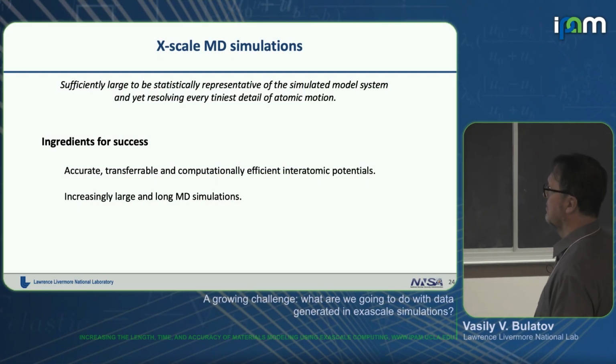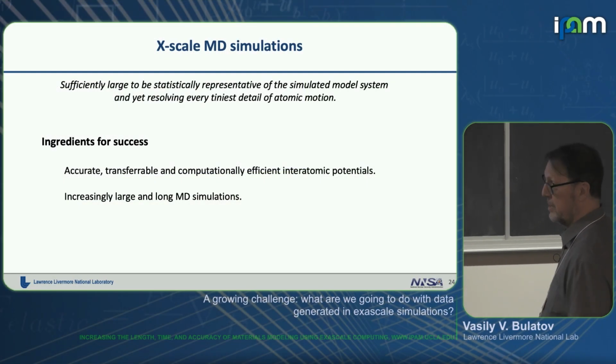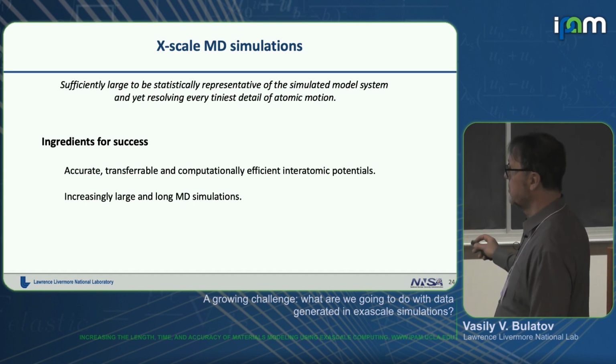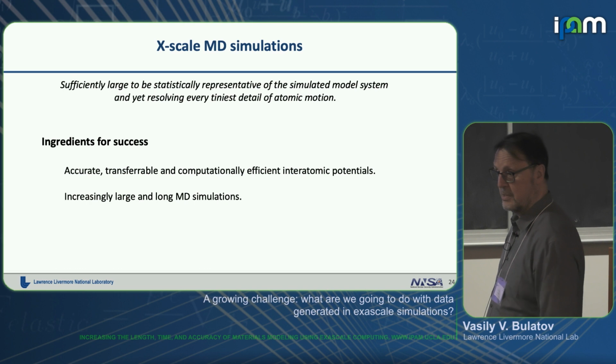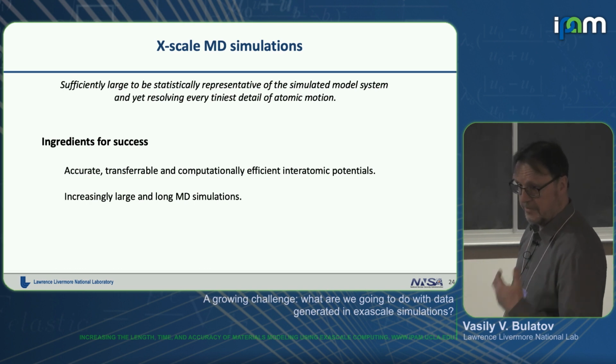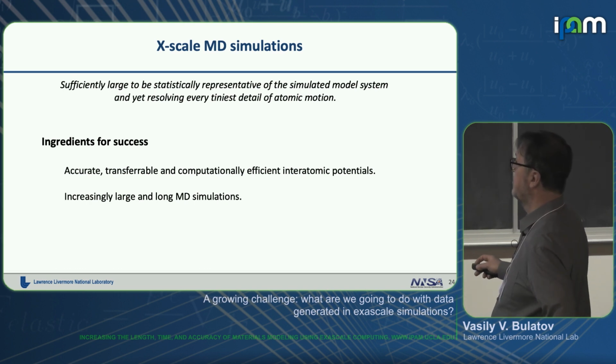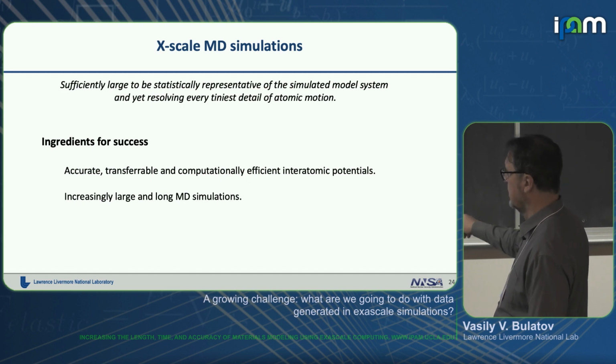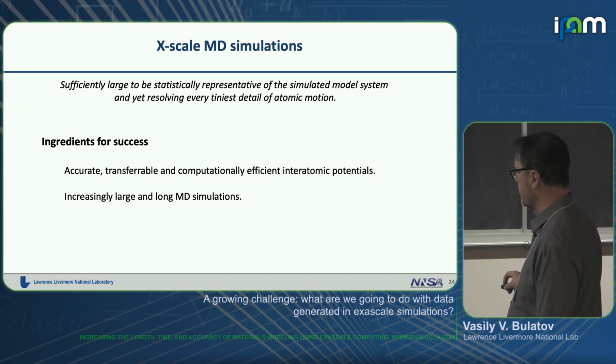Cross-scale we also use in the context of running just embarrassingly huge simulations, just brute force. They are sufficiently large in our context to be statistically representative of the behaviors we care about, and yet they're really resolving every tiniest detail of dislocation motion. And there, of course, for these simulations to be successful, you need to have accurate interatomic potentials. You need to run them large and long.